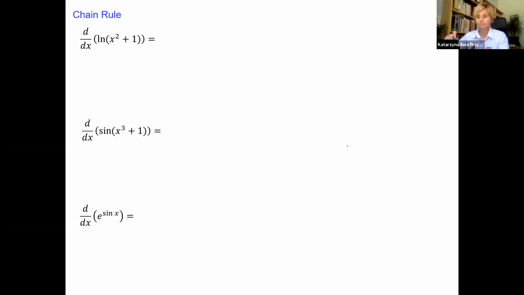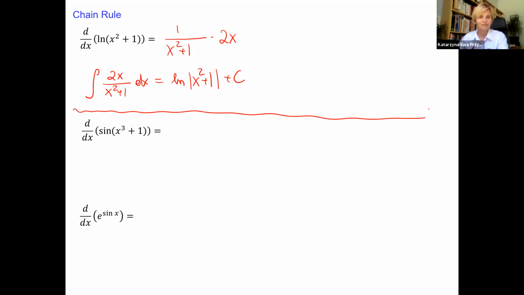Okay, so let's start with this. The derivative of natural log of x squared plus 1 is 1 over x squared plus 1, following the chain rule, times the derivative of x squared plus 1, which is 2x. Now I can rewrite: the antiderivative of 2x over x squared plus 1 is, of course, natural log of x squared plus 1. Let me put the constant c just to have the most general form. Of course, we are reversing the fundamental theorem of calculus. This logarithmic function ln of x squared plus 1 is the antiderivative, because when we differentiate, we get back the integrand.